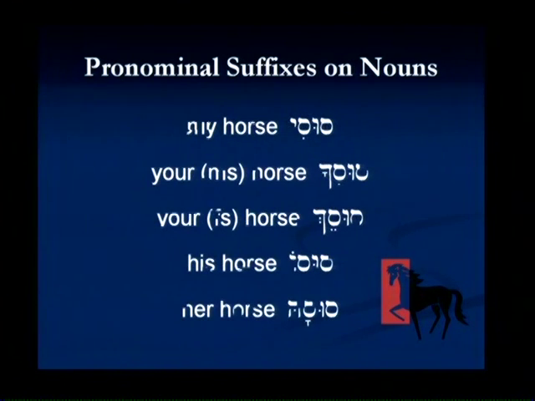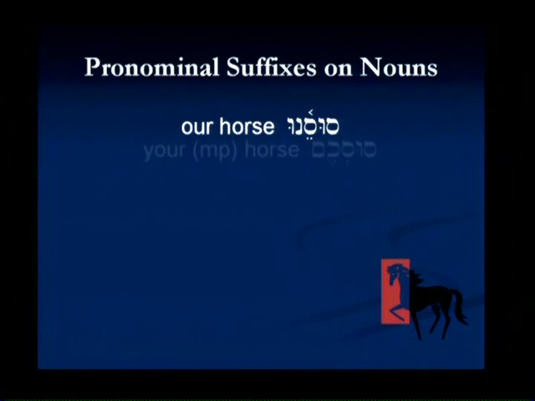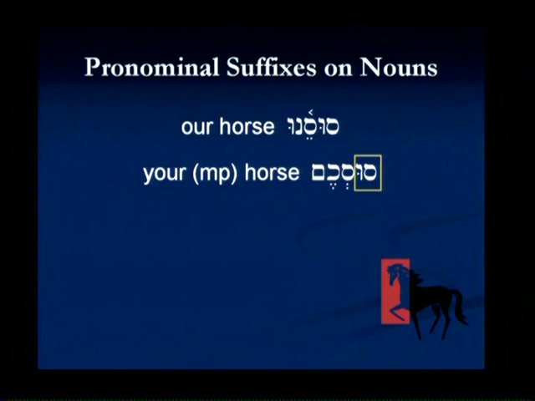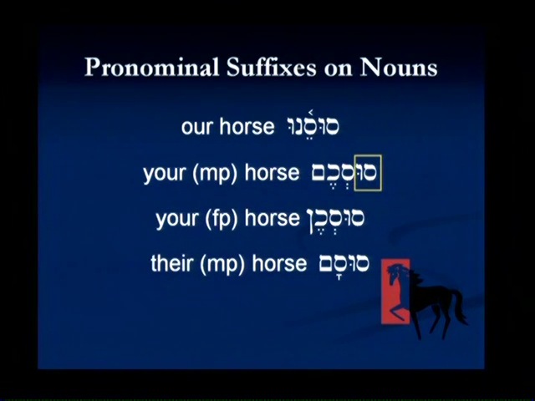Okay, let's go back through this and pronounce these. Susi. Suseka. Susake. Suso. Susah. Susenu. Susekem. Susaken. And notice that since you have that, you don't have a dagesh in the kaf here. If the dagesh were in the kaf, the sameck before it would be closing the preceding syllable and be a silent schwa under it. If it were a silent schwa, then you'd have to have the hardening dagesh in the kaf. So this tells you that it's vocal. Susakem, susaken. All right? Susam. Susan. Okay, their horse.